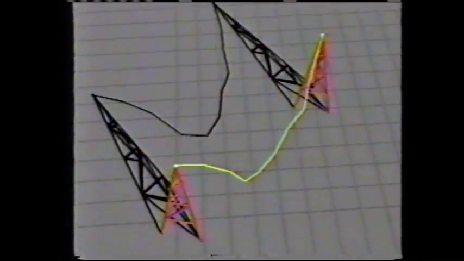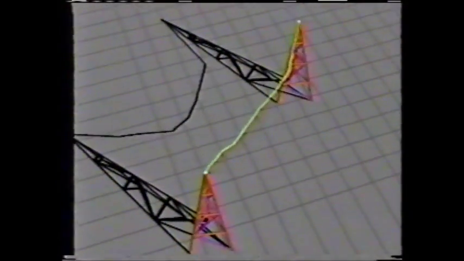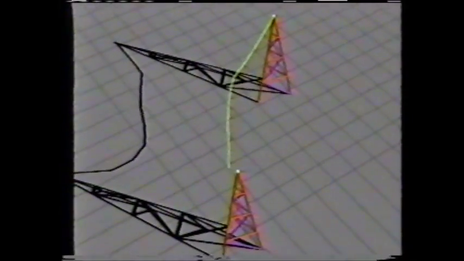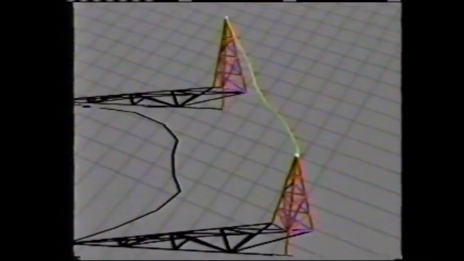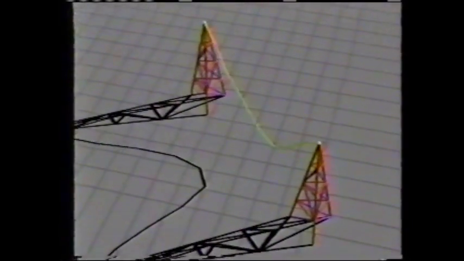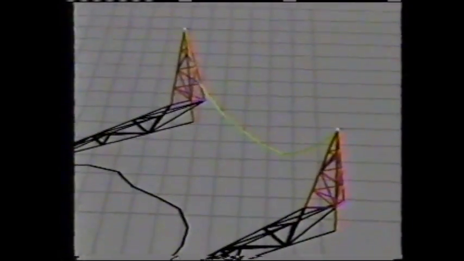The motion is not programmed frame by frame. The computer calculates the motion based on the rules of physics. The chain soon comes to rest in a catenary shape under the influence of gravity and damping.